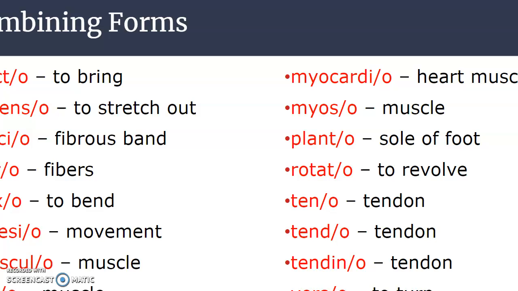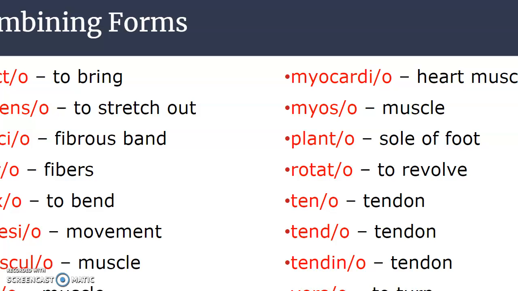Myo is also muscle. Planto, sole of foot. If you've ever heard anybody that has plantar fasciitis, oh, that's a good word because we just did that one. So plantar, AR, is pertaining to. Plant is the sole of the foot, so referring to the sole or the bottom of the foot. Fasciitis. Itis is inflammation. Fascio is that fibrous band. So it's a band on the very bottom of our foot. It gets all swollen and inflamed and it hurts.